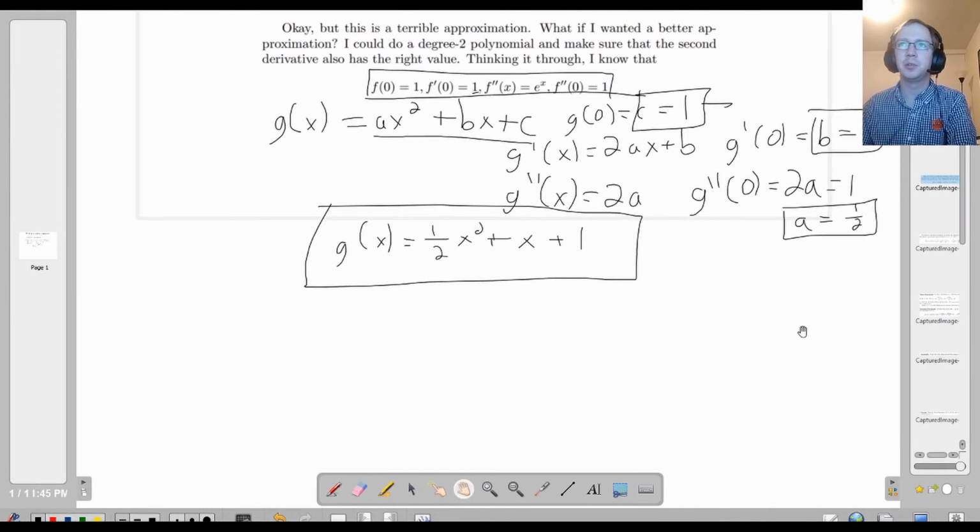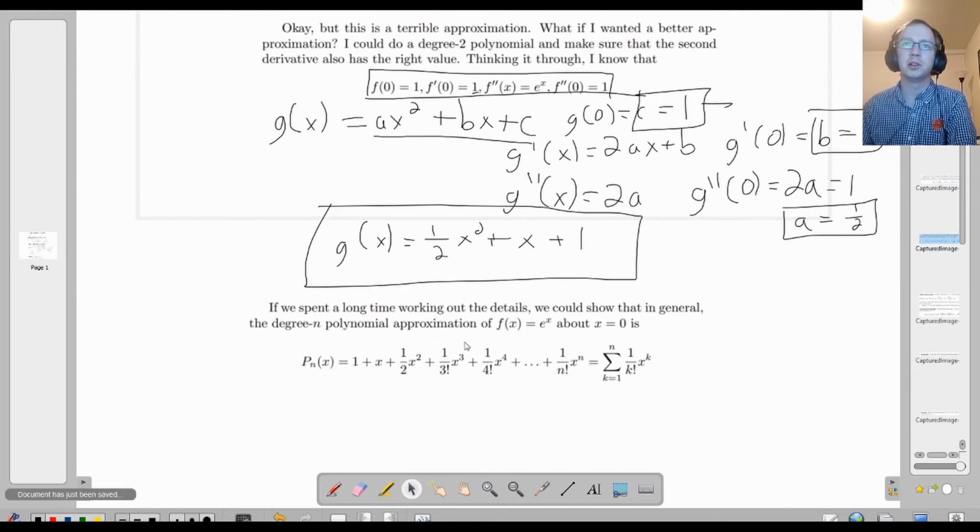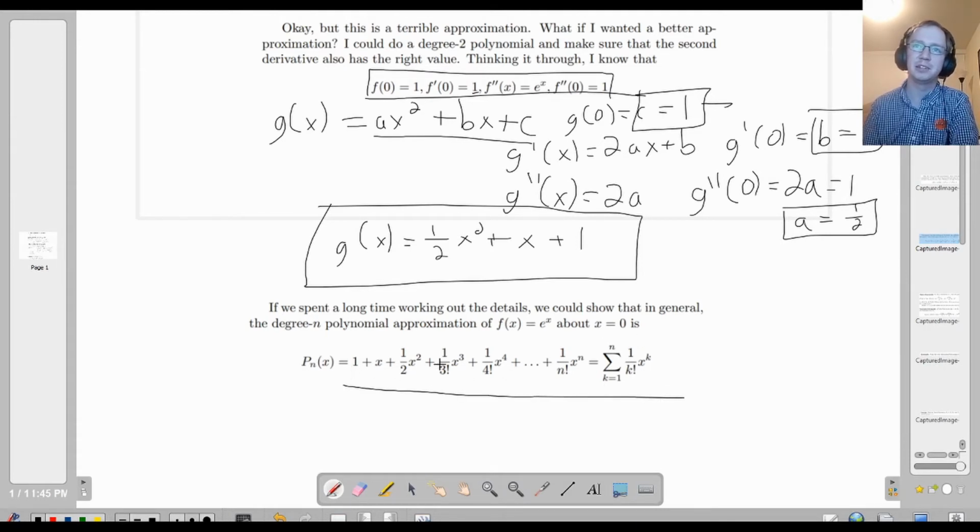Okay, so let me scroll down a little bit. I've already done some work for us on this, and I don't want you to stress about where this comes from just yet. But in general, if I wanted a degree n polynomial to approximate e to the x, this is what I would get. You could write that in sigma notation, or you could just write it as the sum of the terms from 1 through x to the n. So I would have a 1, an x, a 1/2 x squared, and then a 1/3 factorial x cubed, a 1/4 factorial x to the 4th, and in general, the term that goes with x to the n is just 1/n factorial. So we're going to start seeing factorials show up a lot here.